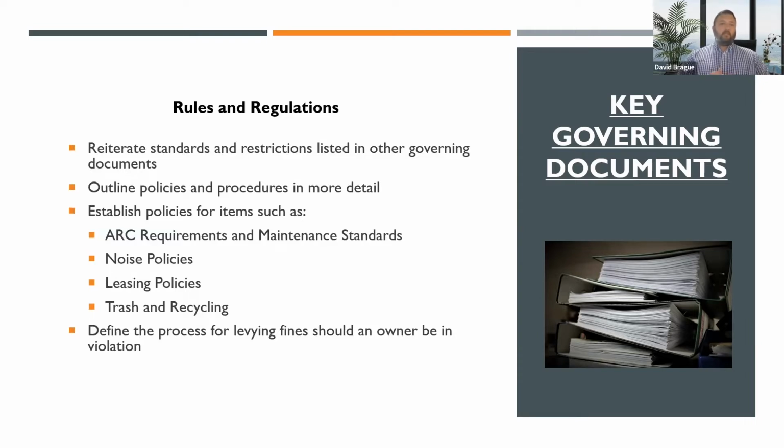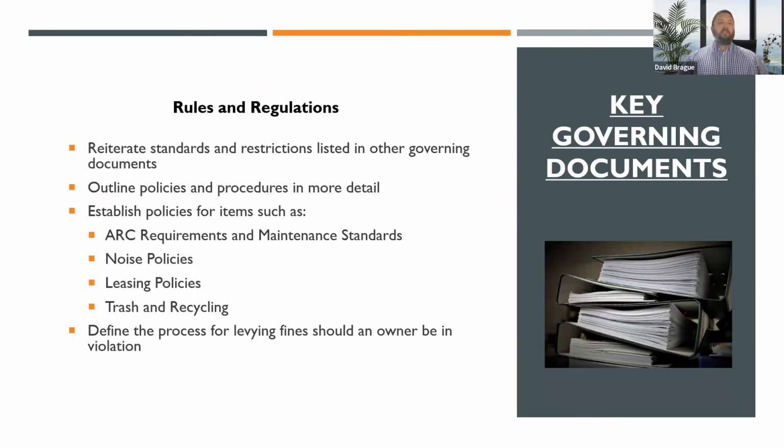Rules and regulations. Normally, the rules and regulations are done after the association develops their declaration and their bylaws. Declarations and bylaws are signed by a judge at the court and filed with the courthouse as part of your master deed, whereas the rules and regulations reiterate standards and restrictions listed in other governing documents. They will outline policies and procedures in more detail.